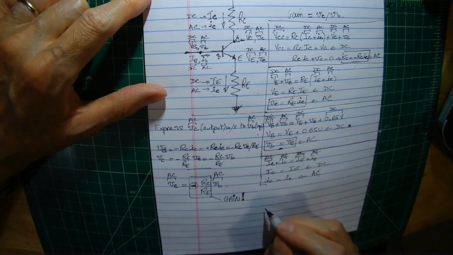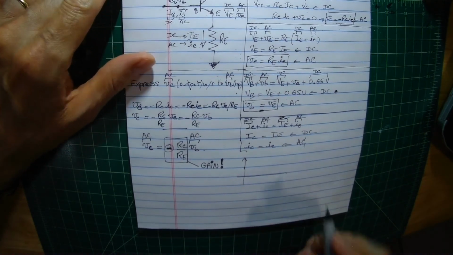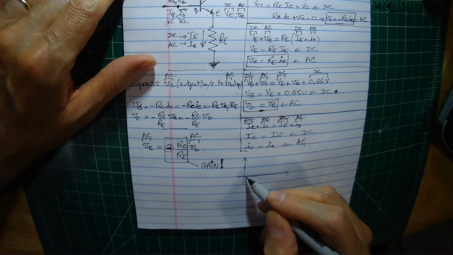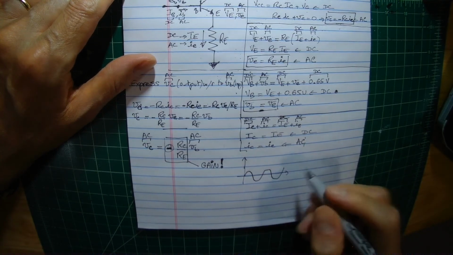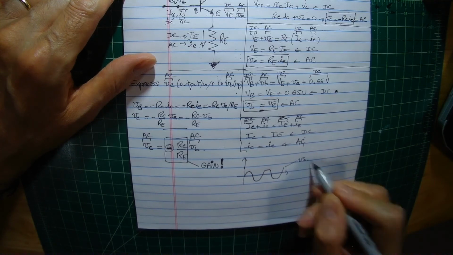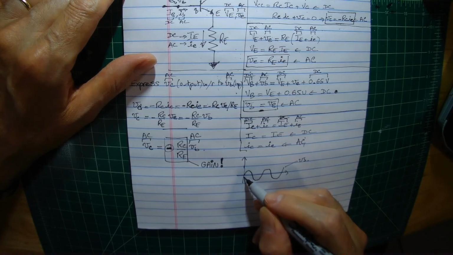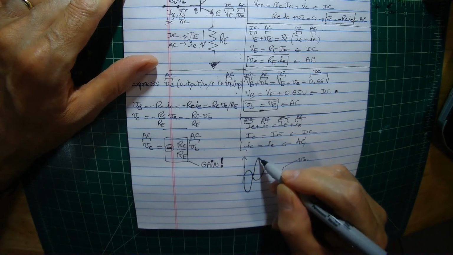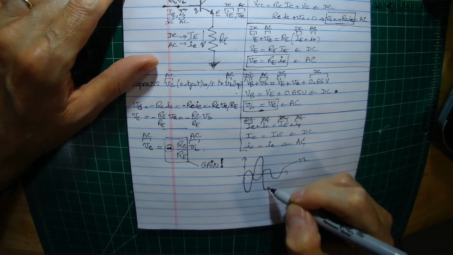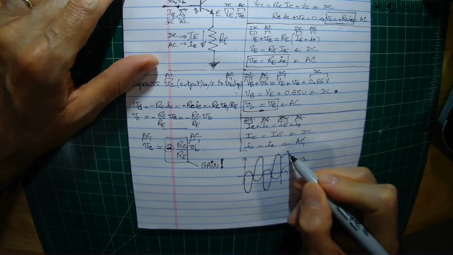So if I draw, let's assume that this is the VB, then the VC is going to be out of phase, amplified but out of phase. Okay, so like this, and this is going to be VC.